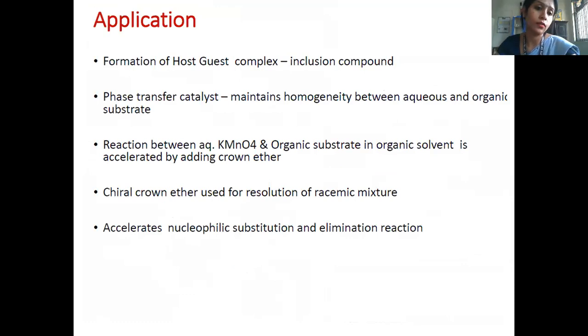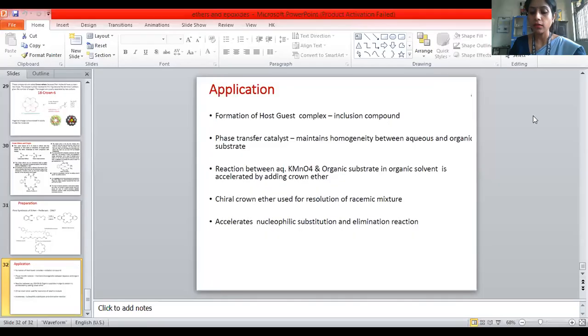Application, like I just told, it is used in the formation of host-guest complexes, that is inclusion compounds. Then these are used as catalysts, and they're also used as inorganic solvents, and in racemic mixtures, and then in many substitution and elimination reactions. So this was pretty much about ethers and epoxides.